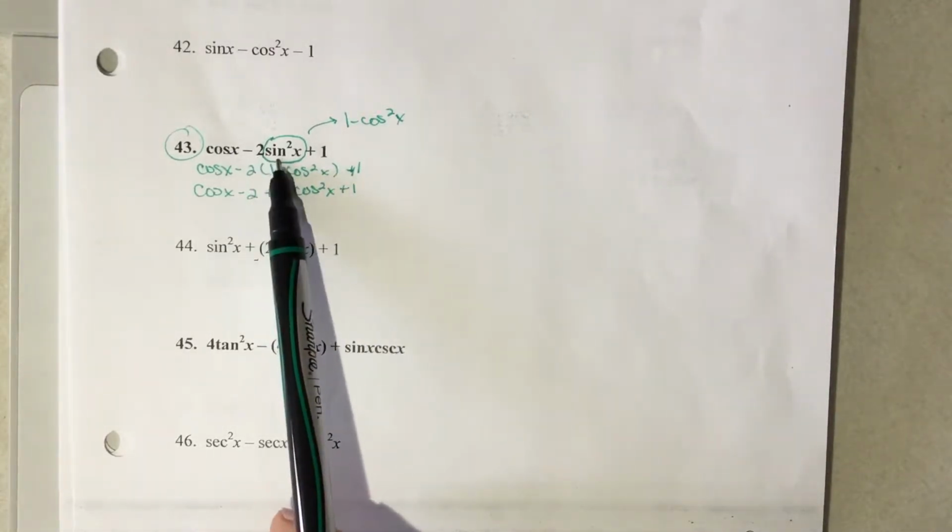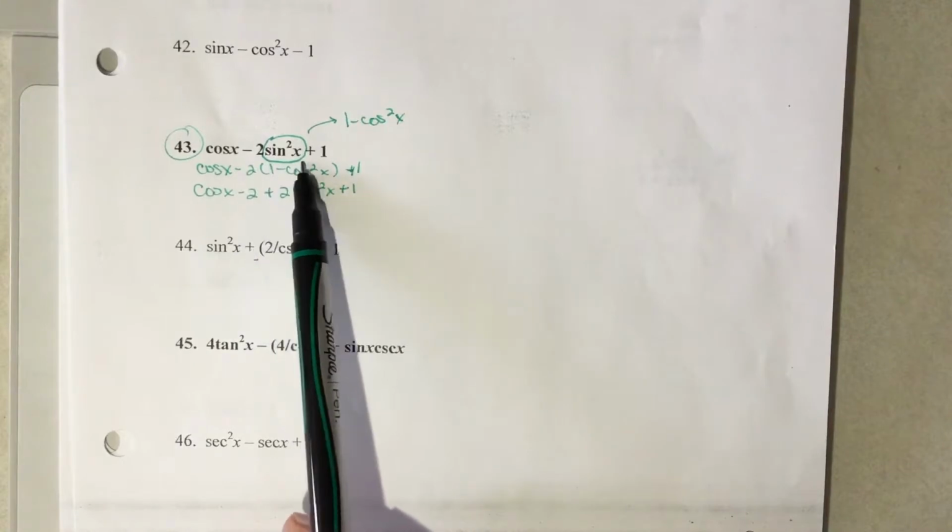Because remember, sine, cosine, tangent, any of the trig functions, you can treat it just like it was a variable. So this would be like 2x squared. That means 2 times x squared. 2 times sine squared is what I have. And that's what I did right here. 2 times 1 minus cosine squared. So I just distributed that out.